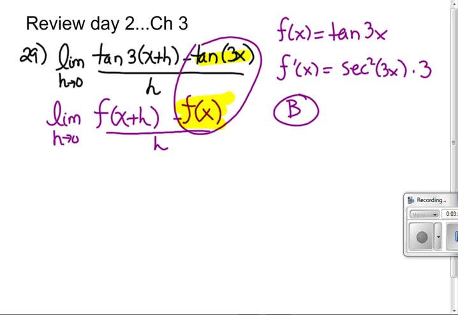Okay, phones should be put away. You can text your friends later.